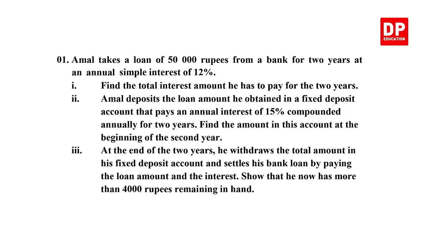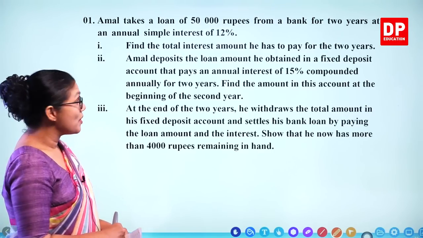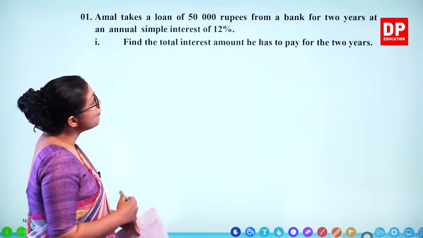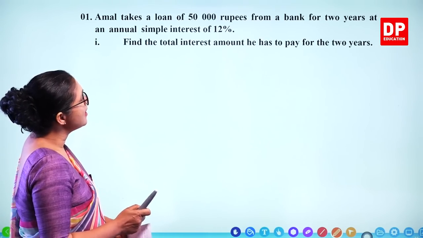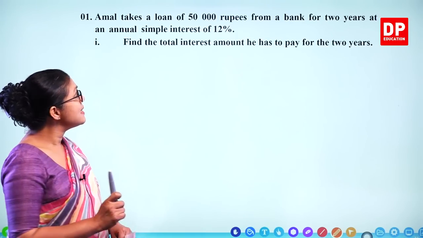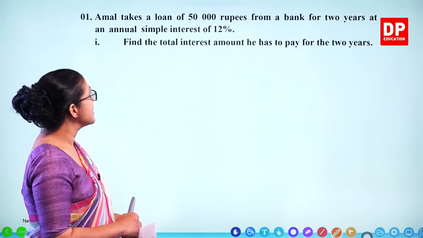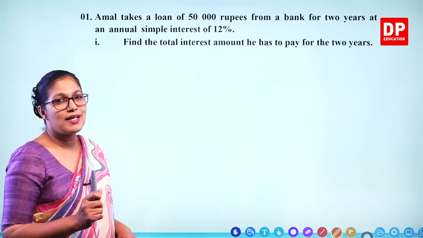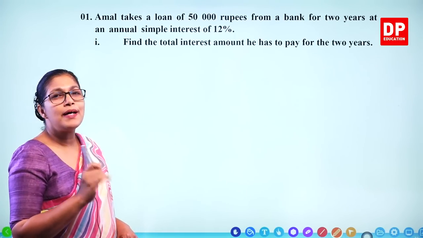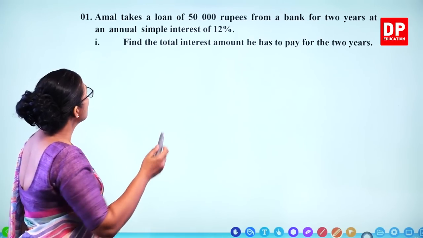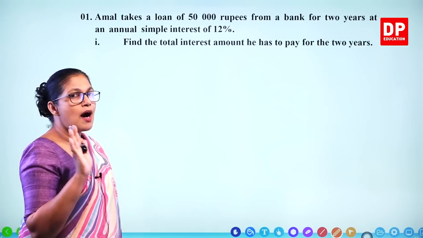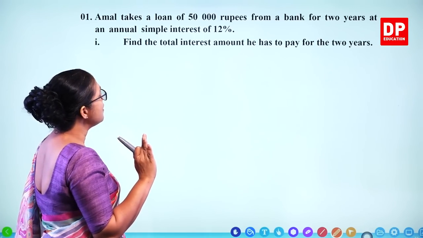Let's take question number 1. It's about percentages. We'll do this question. Amal takes a loan of 50,000 rupees from a bank for 2 years at an annual simple interest of 12%. Find the total interest amount he has to pay for the 2 years. Now, this is about simple interest. So, how do you find out the total interest amount, not the amount after getting the interest?